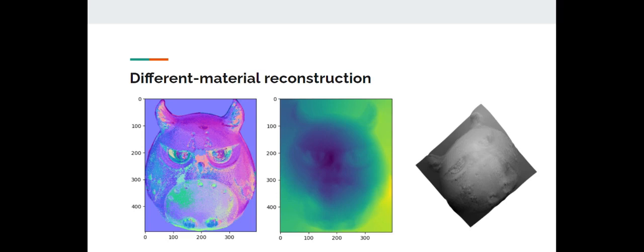Then, the pixel with the best fit is used to determine the normal at that point on the owl. Again, we can use the normal map to get a depth map and use a depth map to build a 3D reconstruction.